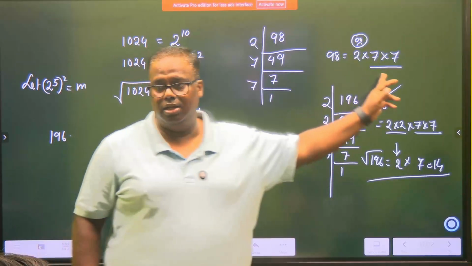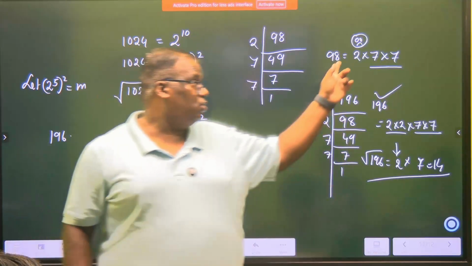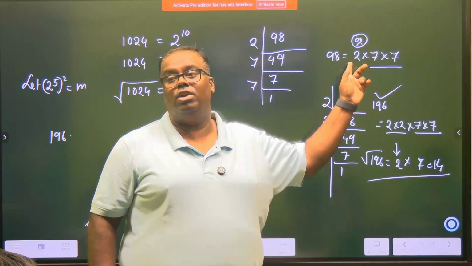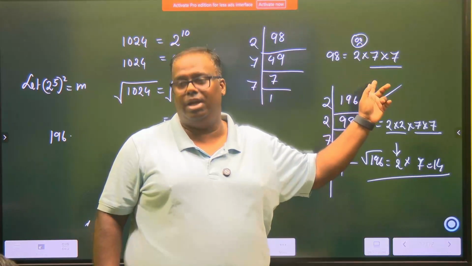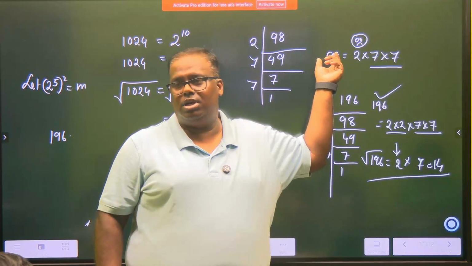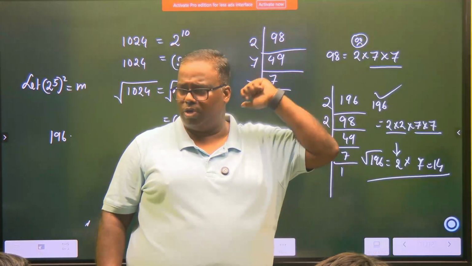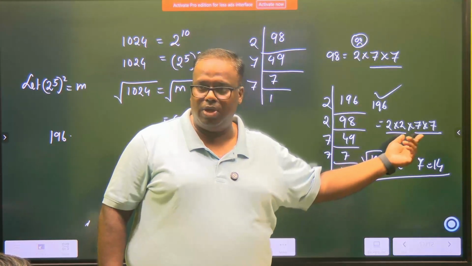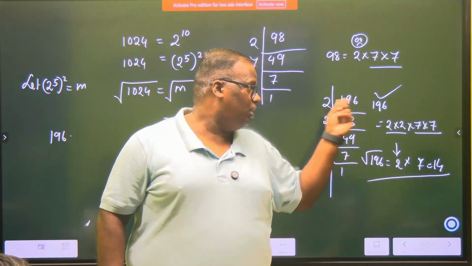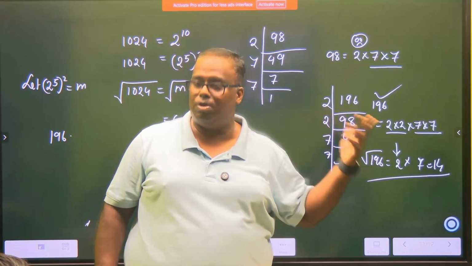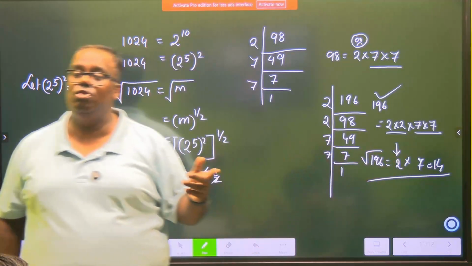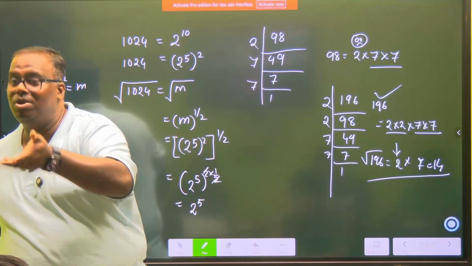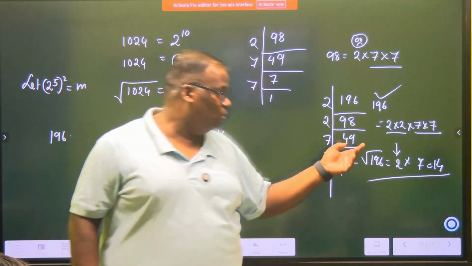आपने ये तो कर दिया, अब आप क्या लिखोगे? Since one of the prime factors 2 is unpaired, therefore given number 98 is not a perfect square. इसमें क्या लिखेंगे? Since all the prime factors are paired, therefore given number 196 is a perfect square. Our next question will be, if it is a perfect square, what is the root? तो आप लिखेंगे root of 196.